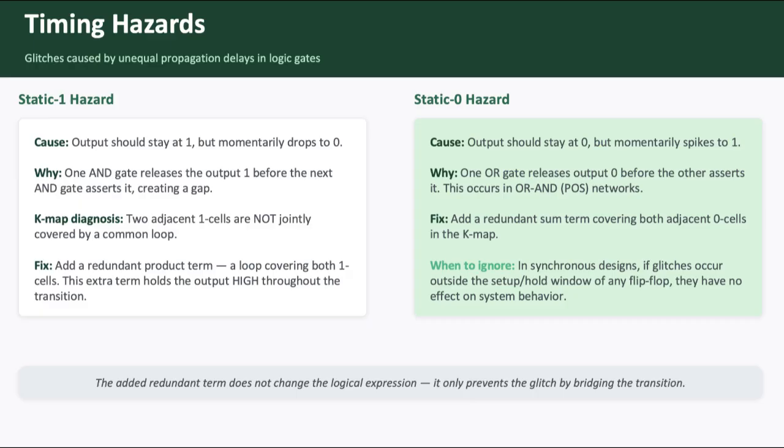But in a 2-level AND/OR network, you have multiple product terms, each realized as an AND gate, feeding into a final OR gate. When one input changes, one AND gate is turned off while another is turning on. If the turn-off happens slightly faster than the turn-on, due to different path delays, the output momentarily drops to 0 before recovering. This brief low pulse is the static 1 hazard. How do you detect it on a K-map?